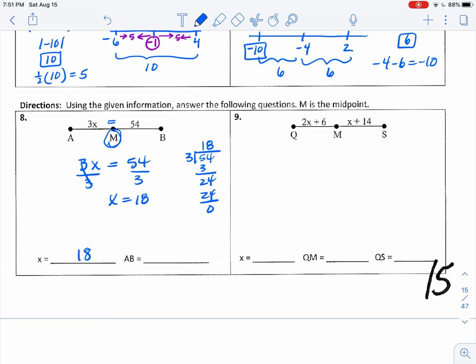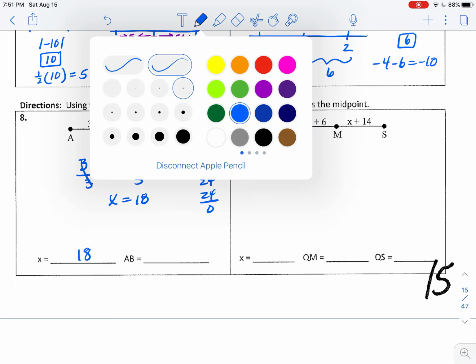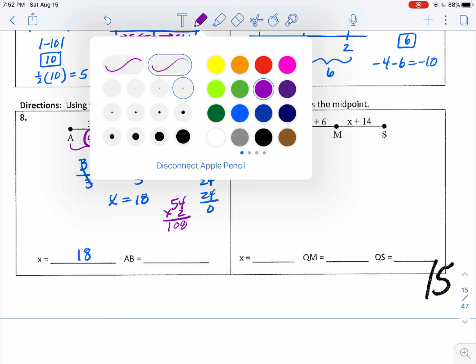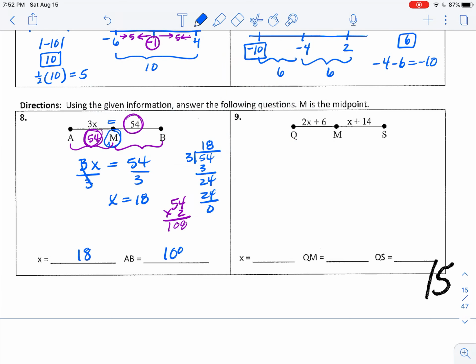And then from A to B, if we want to find the whole distance, if we know that M to B is 54, that means A to M is also 54, and 54 twice is 108. So without really having to do a whole lot of math, we can figure that out. Number 9, M is the midpoint. So again, these are congruent. They are equal. So 2x plus 6 is equal to x plus 14.